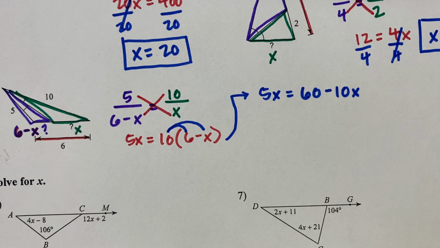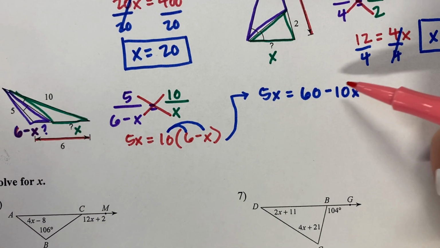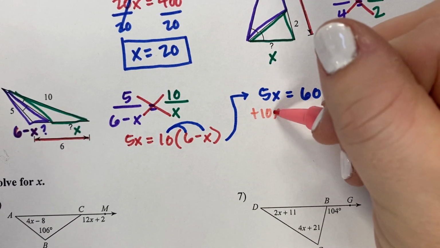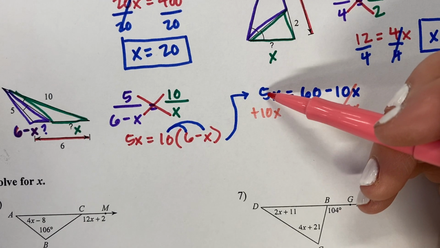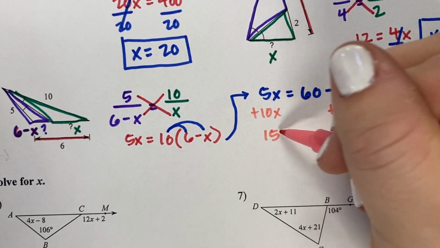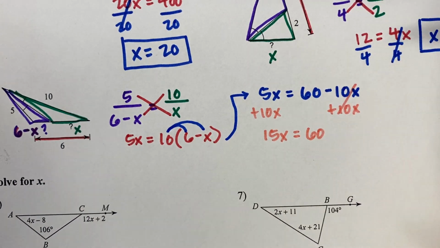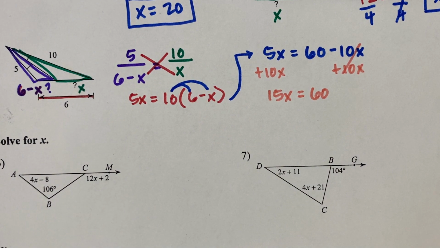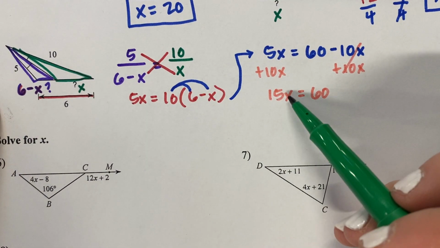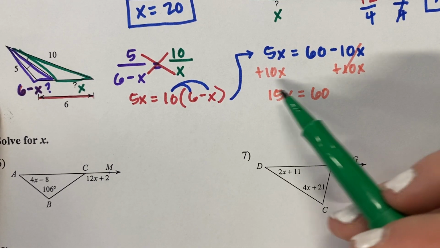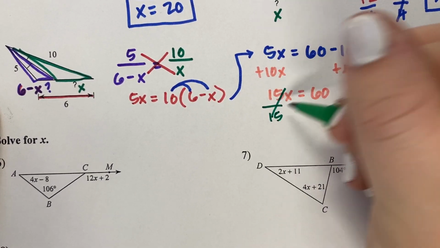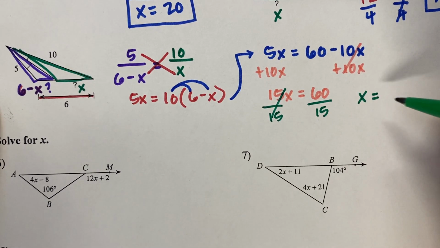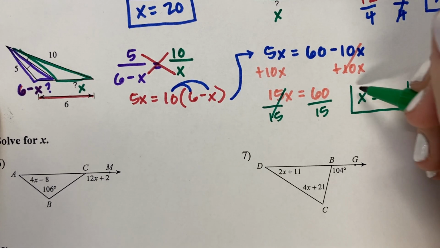So this guy's my smaller guy, so I'm going to move him by doing the opposite. Opposite of negative 10x is positive 10x. That moves him over here. Do the same thing to both sides. So now what I have is 5x plus 10x, 15x, is equal to 60. And here comes my last step. To get x by itself, I need to do the opposite of times by 15, so that's going to be to divide by 15. So my x is equal to 60 divided by 15 is 4.